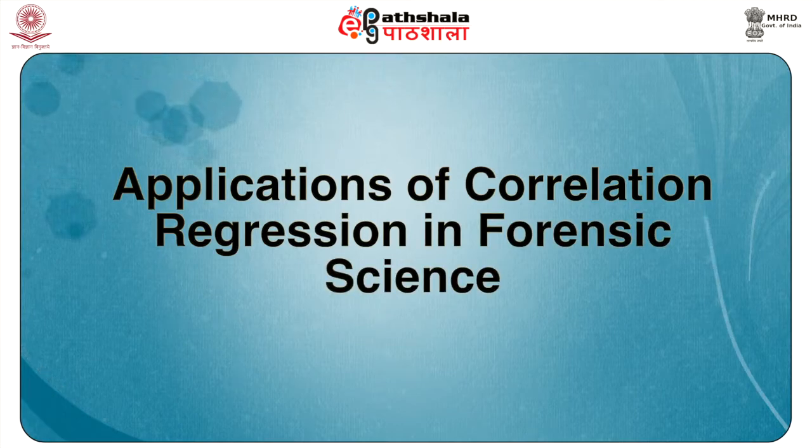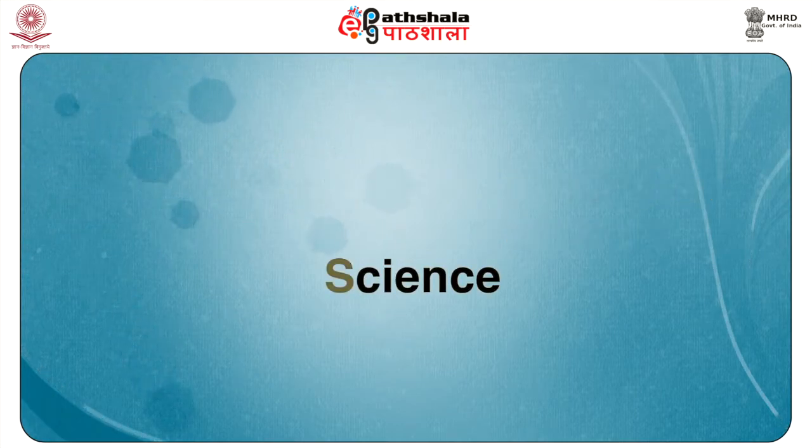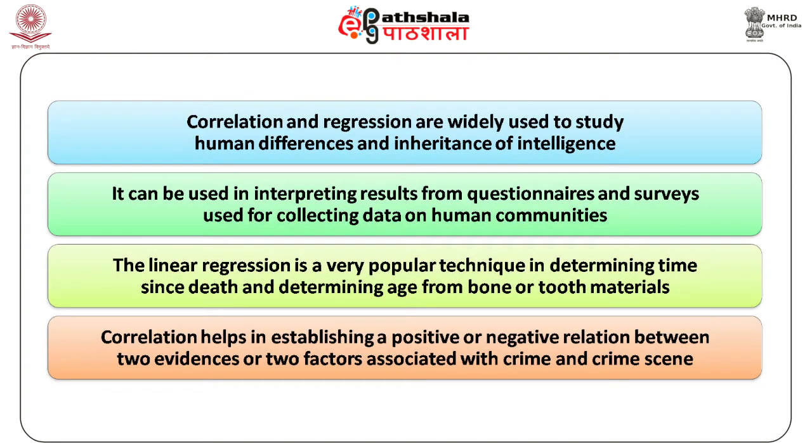Applications of correlation and regression in forensic science. Correlation and regression are widely used to study human differences and inheritance of intelligence. They can be used in interpreting results from questionnaires and surveys used for collecting data on human communities. Linear regression is a very popular technique in determining time since death and determining age from bone or tooth materials. Correlation helps in establishing a positive or negative relation between two evidences or two factors associated with crime and crime scene.